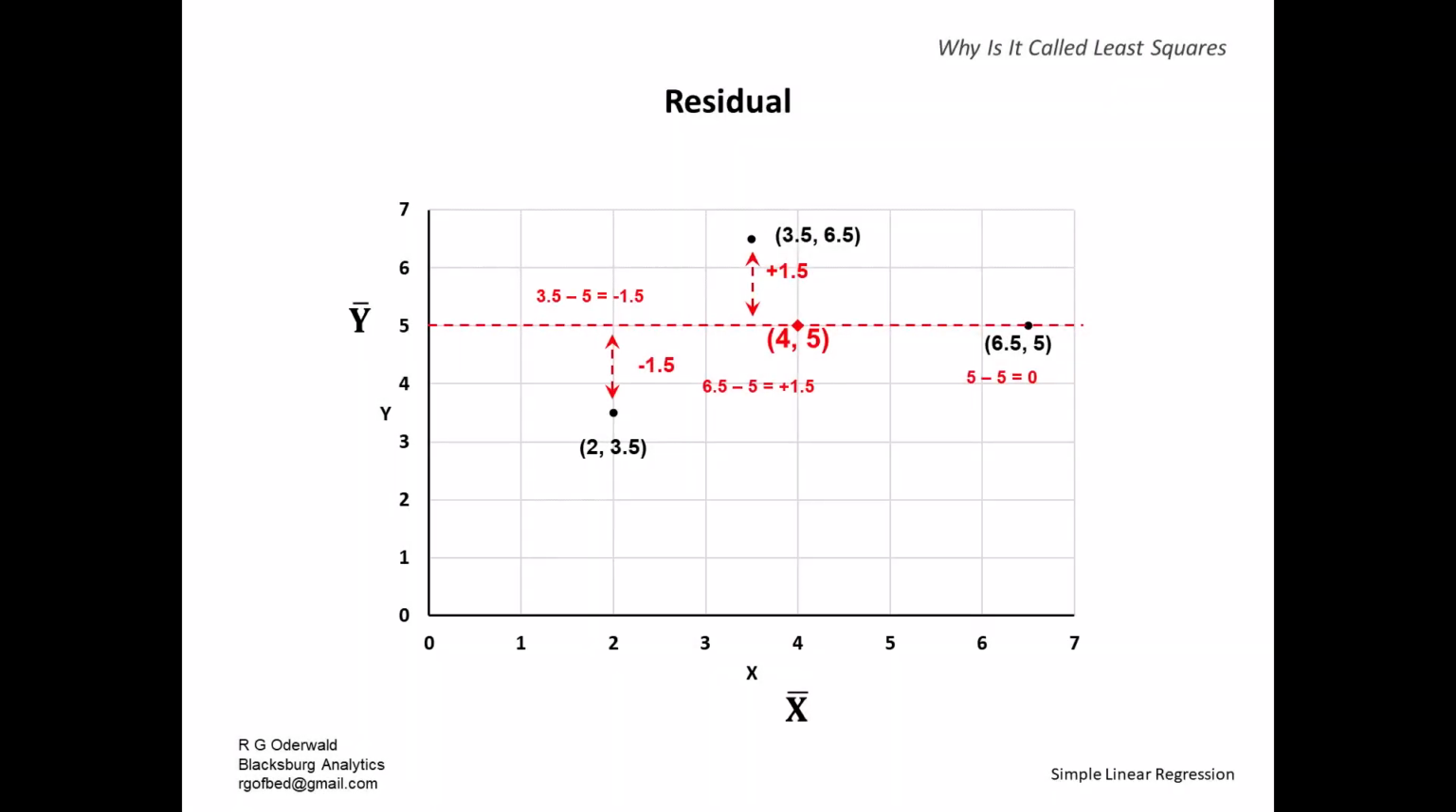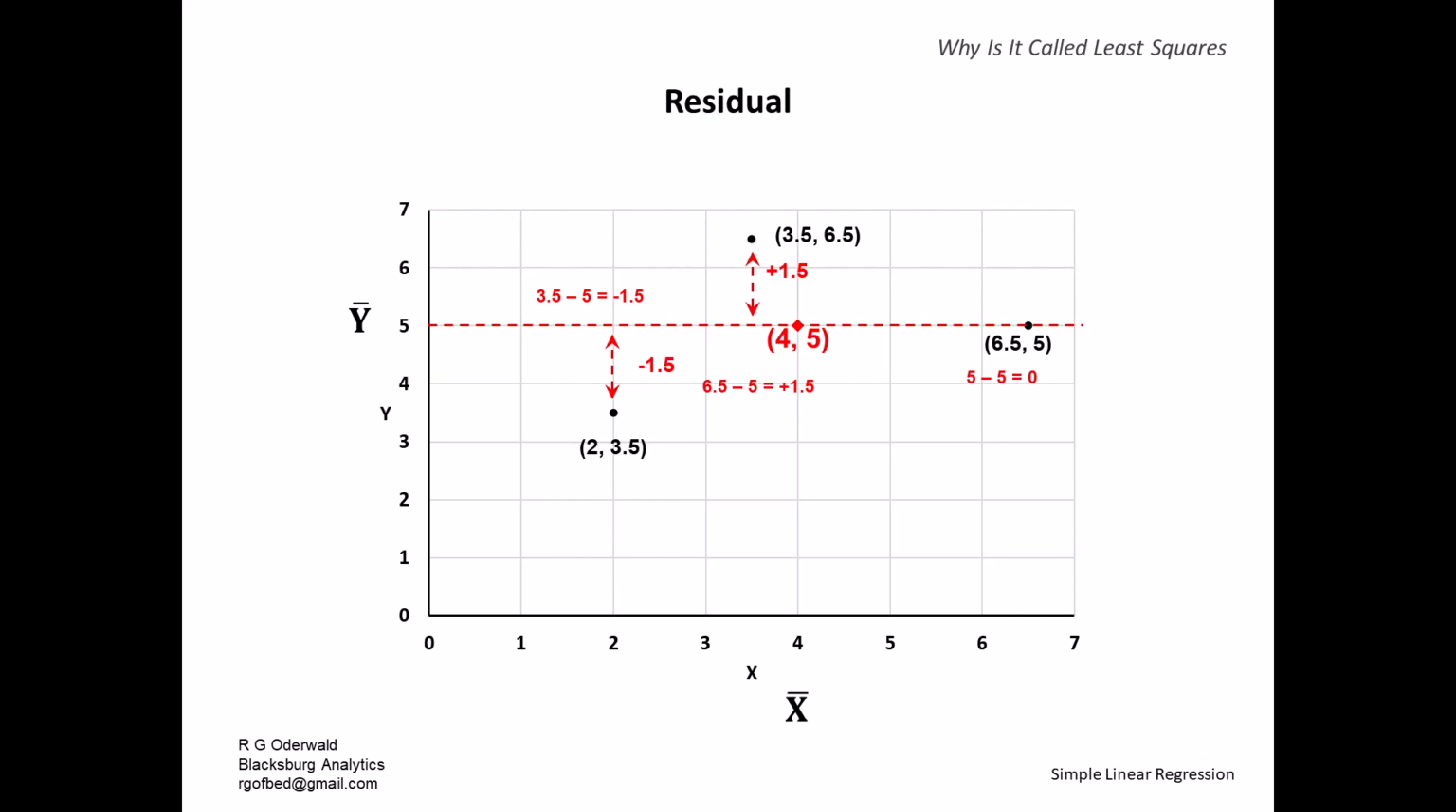That's a flat line through the average x and average y. For these points, the average x is 4 and the average y is 5. At x equals 2, the predicted y is again 5, the average y. The observed value of y is 3.5. The residual, observed y minus predicted y, is 3.5 minus 5, which is minus 1.5.